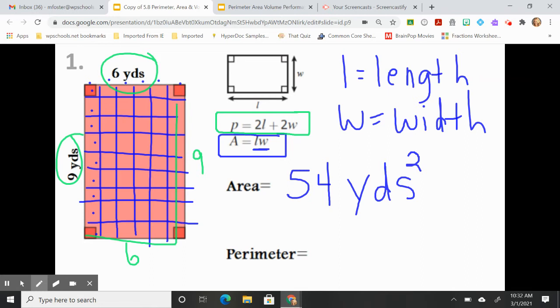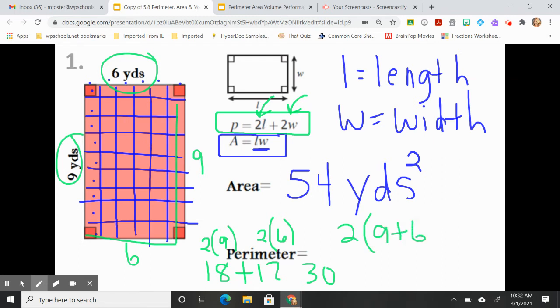This formula up here says 2L, which means 2 times the length, plus 2W, 2 times the width. So if we take 2 times L and we plug in 9 for L, that's going to give us 18. 2L, or 2 times 9, would be 18. And 2 times 6 is 12. And together that makes 30. Or you could take 2 times 9 plus 6. And so therefore you would have 2 times 15, which is also 30. Okay, so there's lots of different ways to figure out the perimeter of a rectangle.